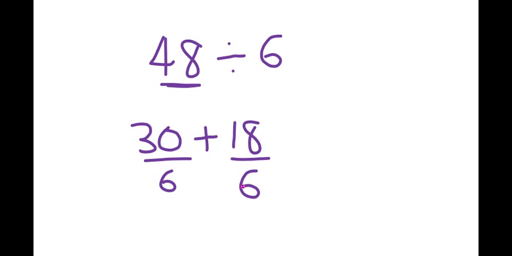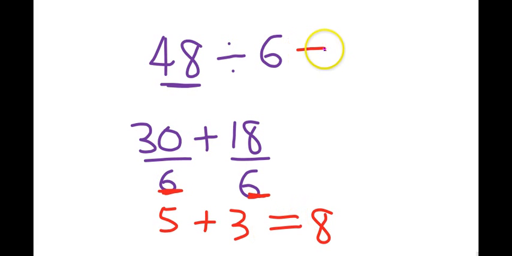30 divided by 6, because you know your multiples very well, will give you 5. Then 18 divided by 6 will give you 3. Or ask yourself, 6 times what will give you 18? 6 times 3 is 18. 6 times what will give you 30? 6 times 5 is 30. And so together we have 8. For that matter, 48 divided by 6 will give you 8.